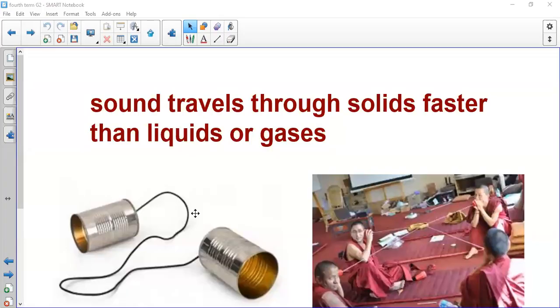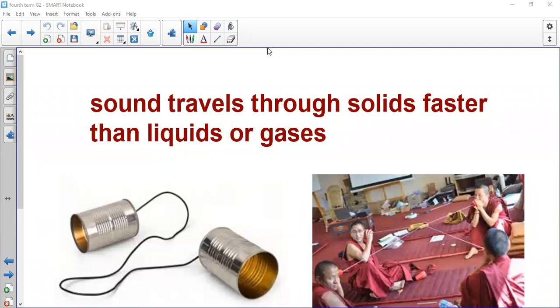What can you see in front of you? This is two metal cans and a string. People use it like phones to hear each other. Excellent, excellent. Thank you so much, Sandra.